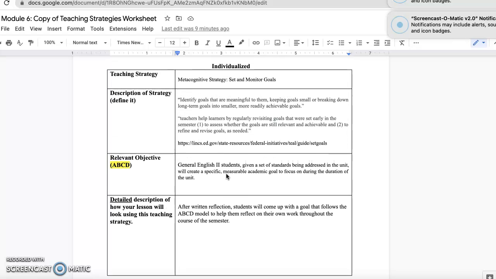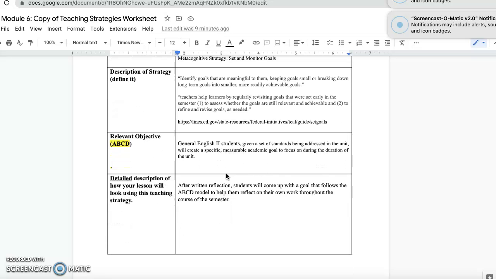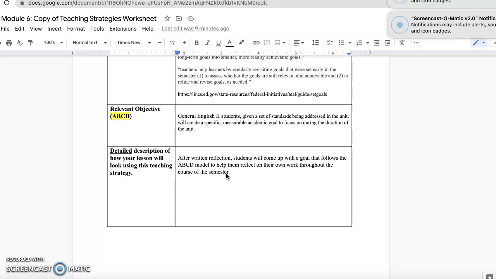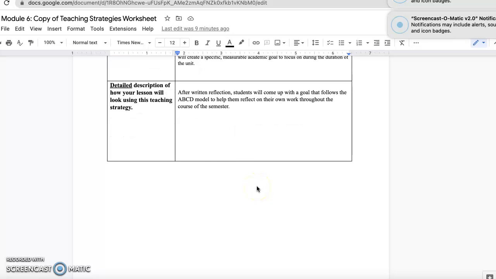The next one is a metacognitive strategy, which is setting and monitoring goals. So I would have them set and monitor a goal for the unit to follow, and I would give them the standards being addressed in the unit, and I would have them make a specific measurable academic goal using the ABCD model so that they knew where some of the lessons were coming from.